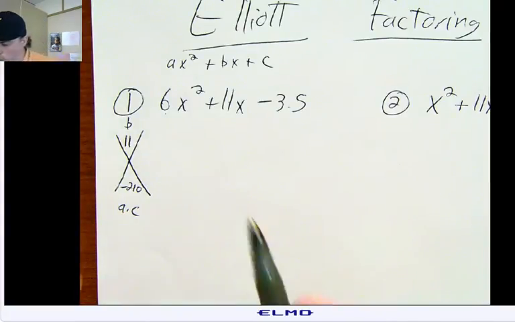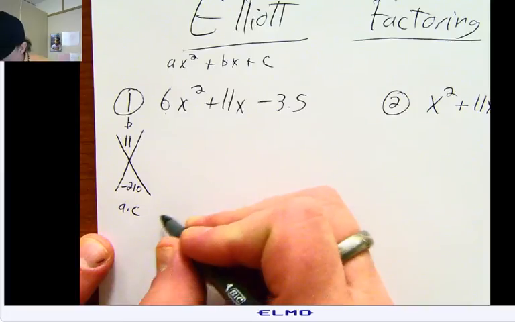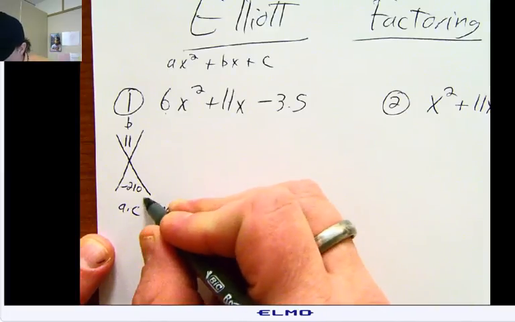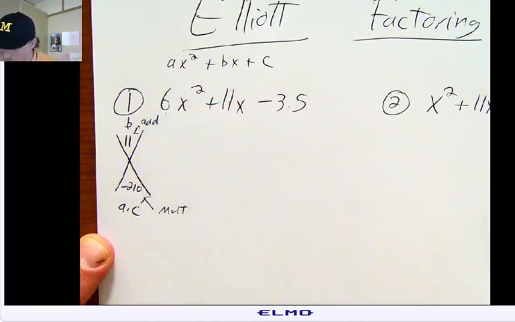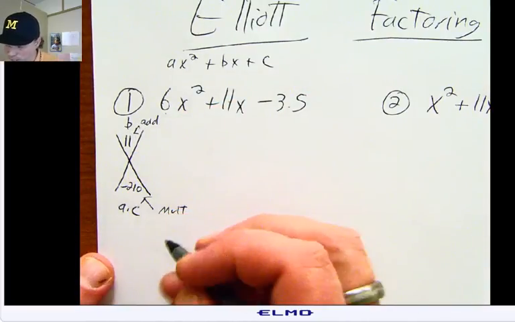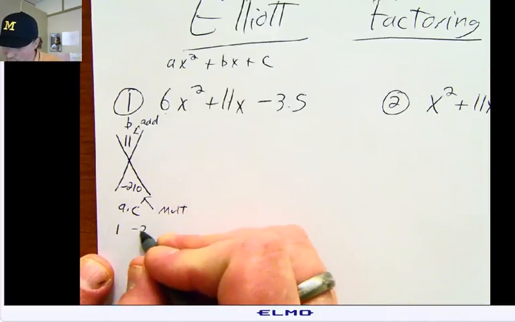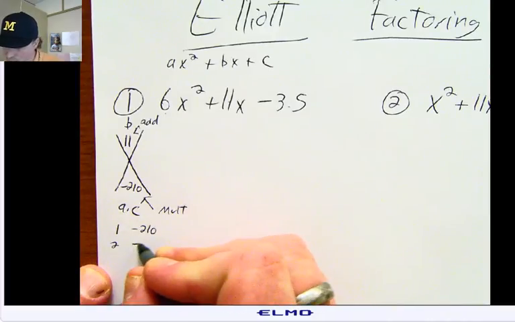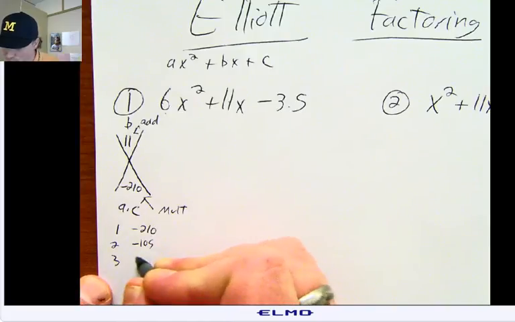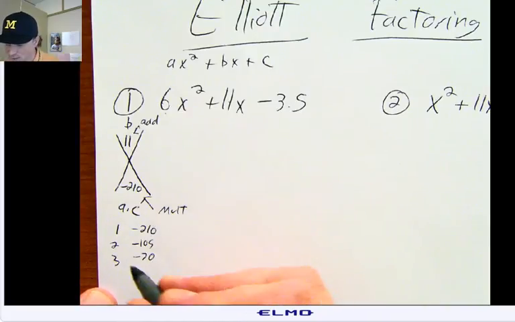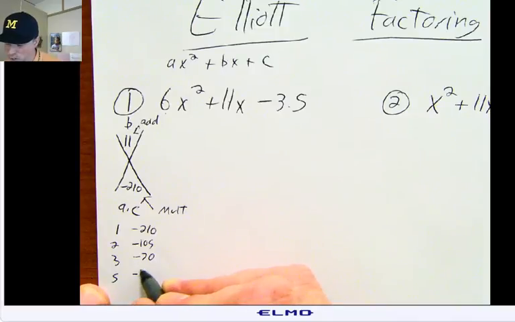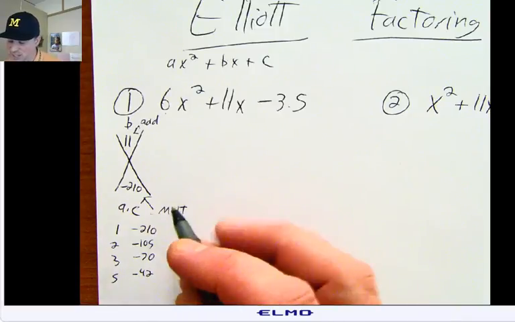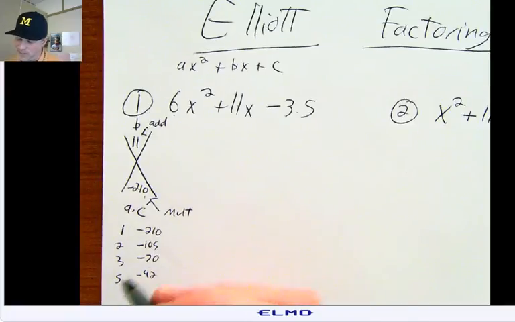What we're looking for is two numbers that multiply to negative 210, yet add to positive 11. So what are all the different ways you can multiply to negative 210? There's 1 and negative 210. There's 2 and negative 105. There's 3 and negative 70. There's 4? No. 5? Yeah. 5, 20, 42? No. 6? Yeah, it actually is divisible by 6.